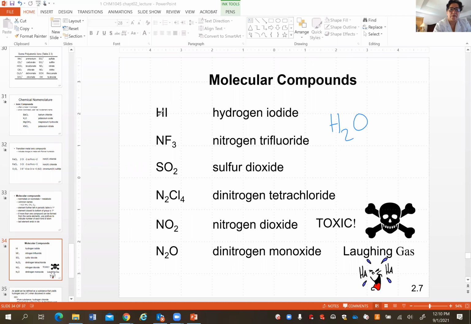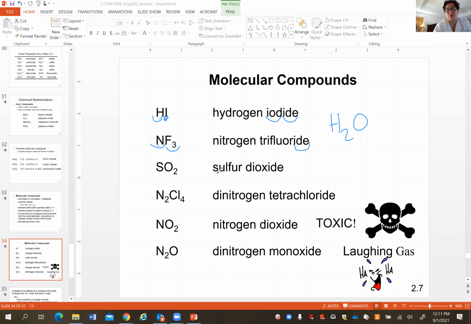So hydrogen is written first because hydrogen is closer to metals compared to iodine. So you say hydrogen, and then for iodine, you just say the root name, iod, and then the IDE ending. There's 1 nitrogen and 3 fluorine here. So nitrogen, you just say nitrogen. Fluorine, you say the root name for fluorine, that's fluor, and then the IDE ending.